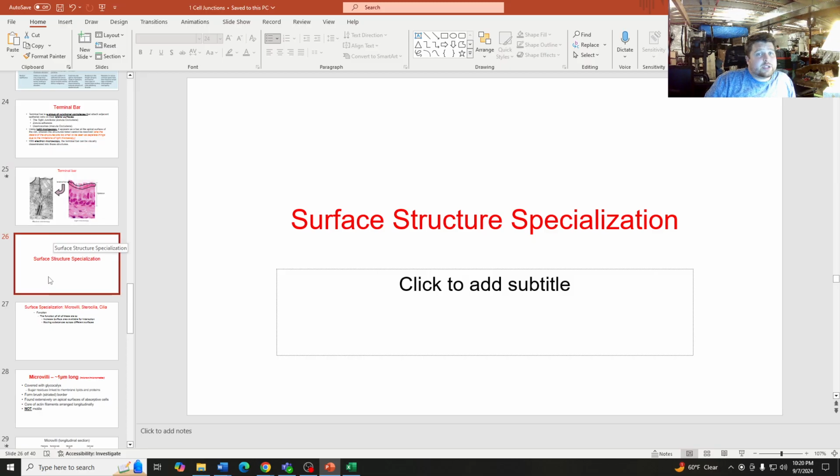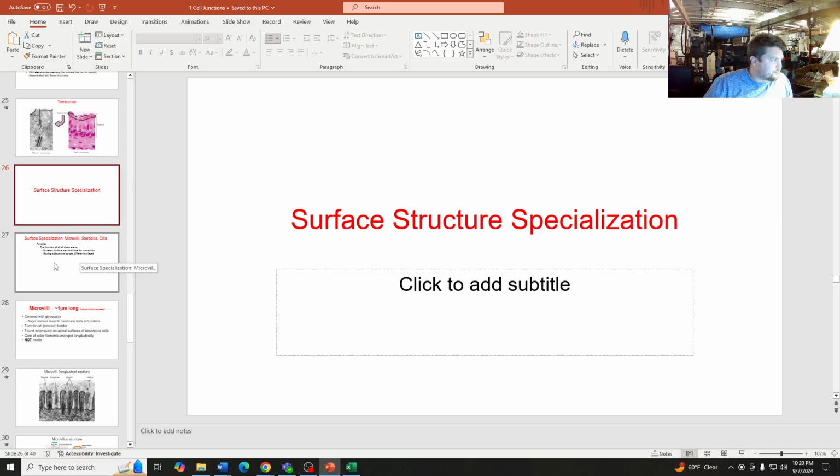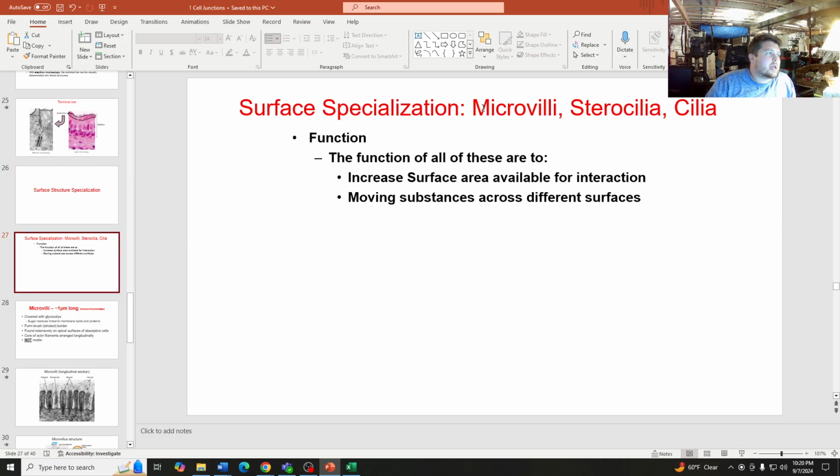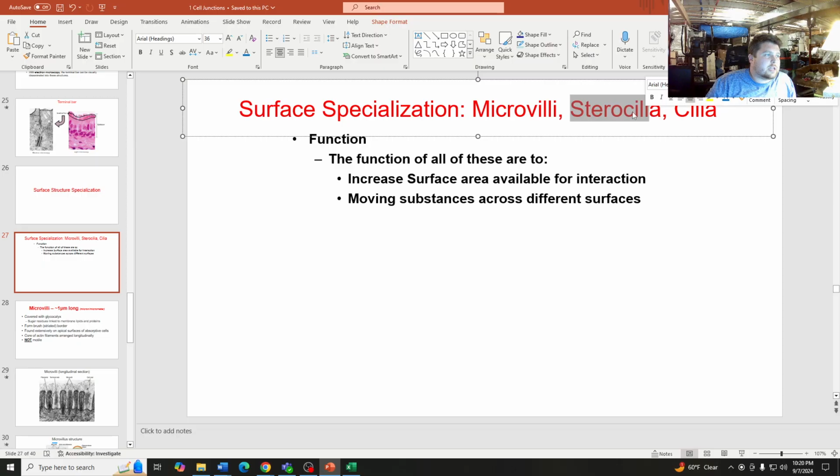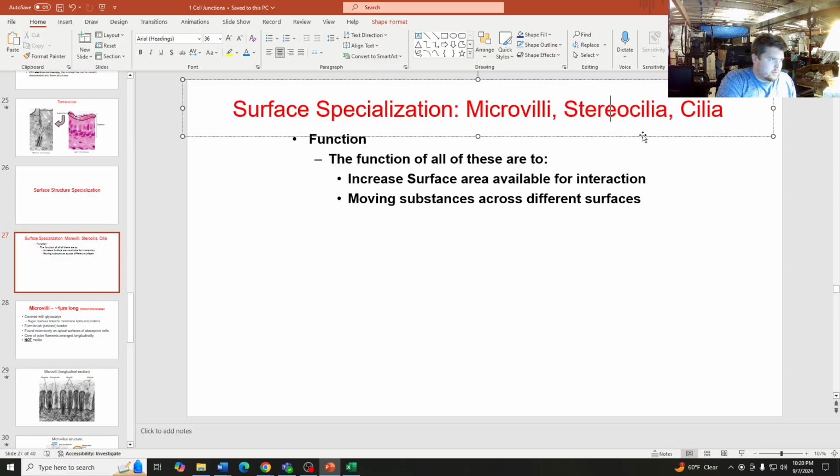Now, again, switching gears to surface structure specialization. We're going to talk about three things: microvilli, stereocilia. Should be stereo. Let me double check that that's spelled correctly. Yeah, it should be stereocilia. Okay. Microvilli, stereocilia, and cilia.